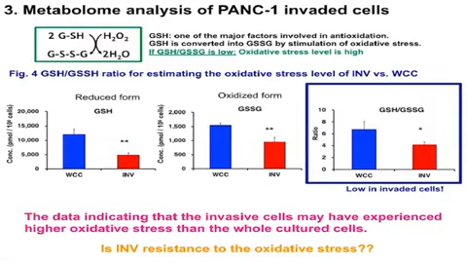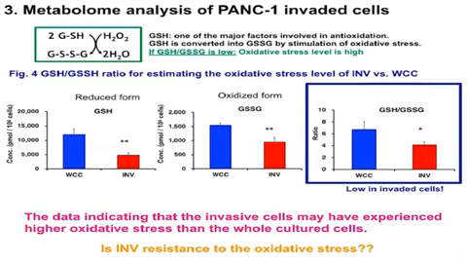Glutathione is one of the major factors involved in antioxidation. Intracellular glutathione usually exists in its reduced form, GSH, and GSH is converted into the oxidized form, GSSG, by stimulation with oxidative stress. So when cells are exposed to oxidative stress, GSSG accumulates, and the ratio of GSH to GSSG decreases. Therefore, the ratio of GSH to GSSG is a useful indicator of oxidative stress in cells and has been used as an index of intracellular oxidative stress.